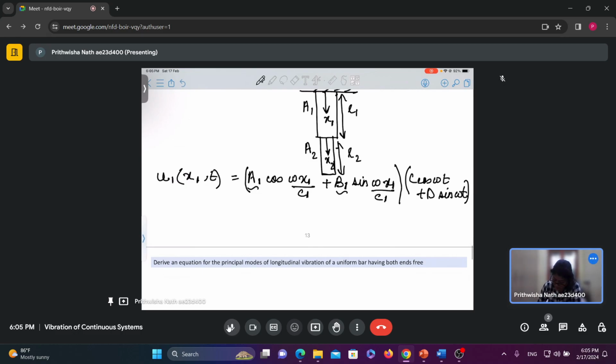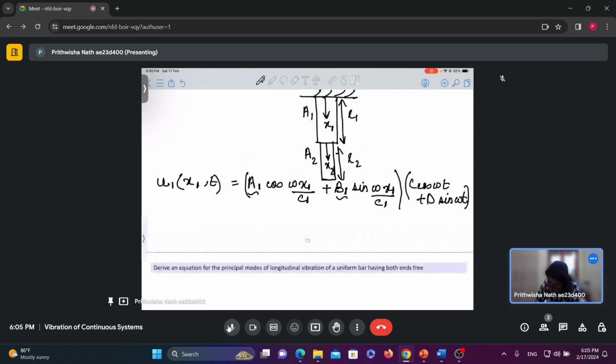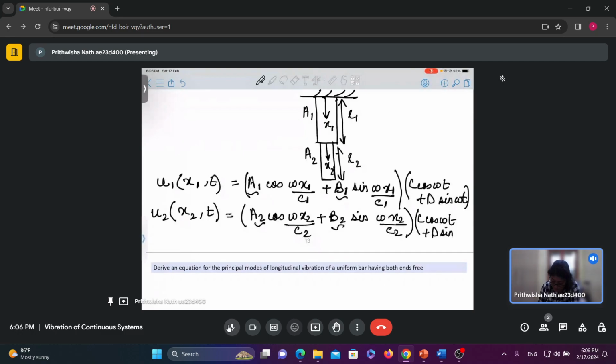And for the second bar, I can write u2(x2, t), which is equal to a2 cos(omega x2 / c2) plus b2 sin(omega x2 / c2), multiplied by (c cos omega t plus d sin omega t). Here a1 and b1 are constants, and c and d are also constants.